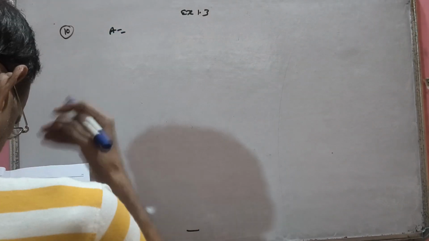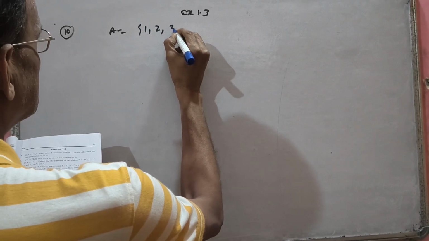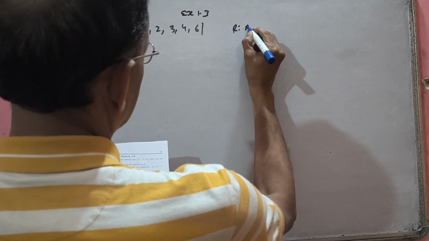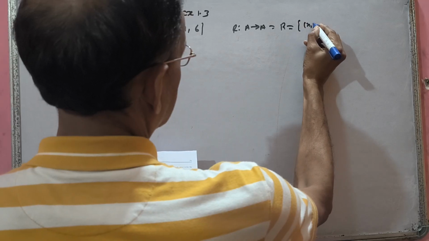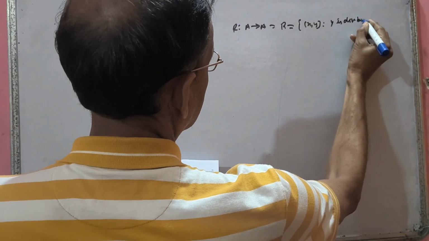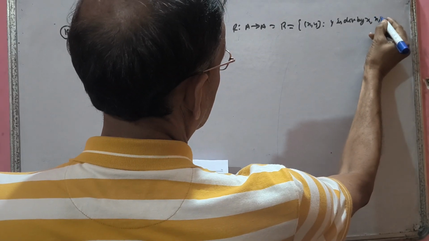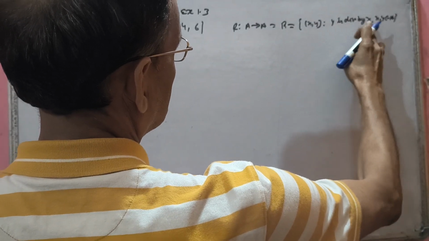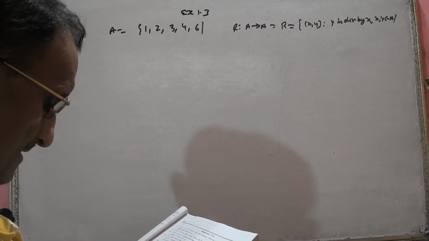A is given as 1, 2, 3, 4, 6, and a relation R on set A is defined as R equal to the ordered pairs (x, y) such that y is divisible by x, for x, y belonging to A. Y divided by x or x divides y, same thing. So we have to find the relation R.